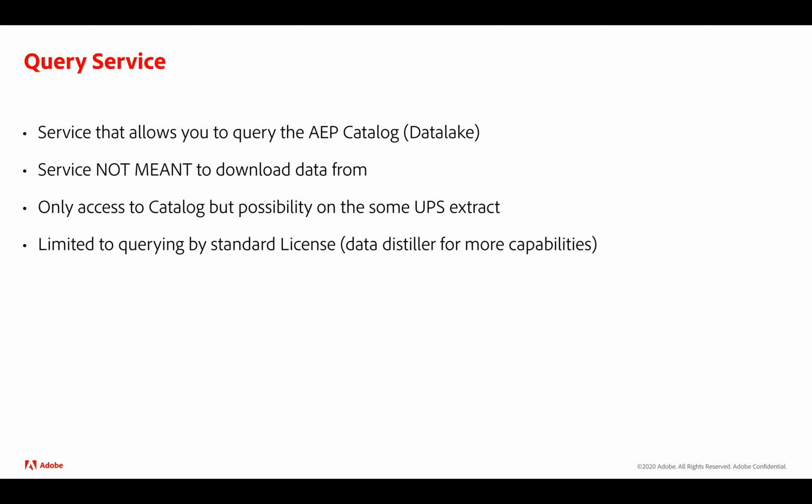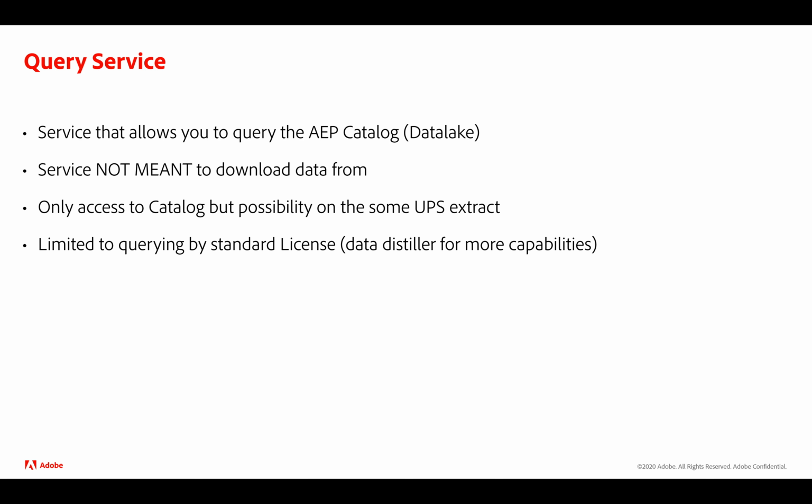Query service. Query service is the service that allows you to query the AEP catalog, the data lake. It is not meant to download data from it. It is only to query. What you can do, however, is create a new dataset. And you can also access some UPS extract. There is something called profile snapshot that is extracted on a daily basis on your service. It's a snapshot of the UPS profiles, the union profile CosmosDB.